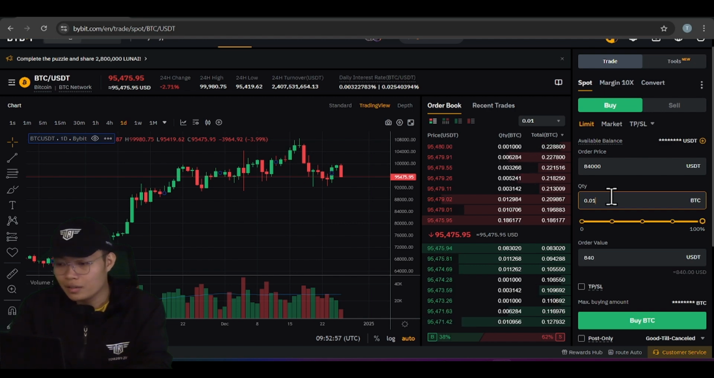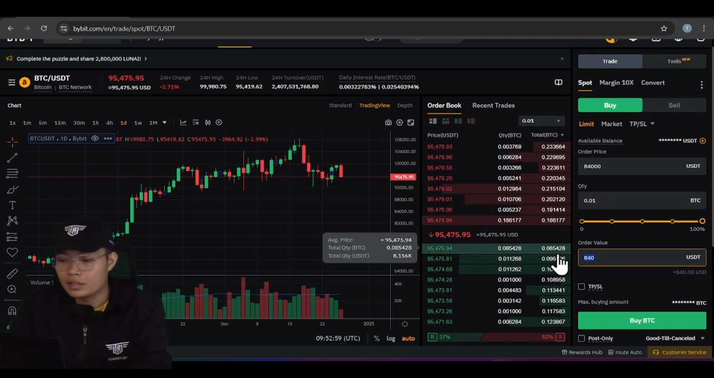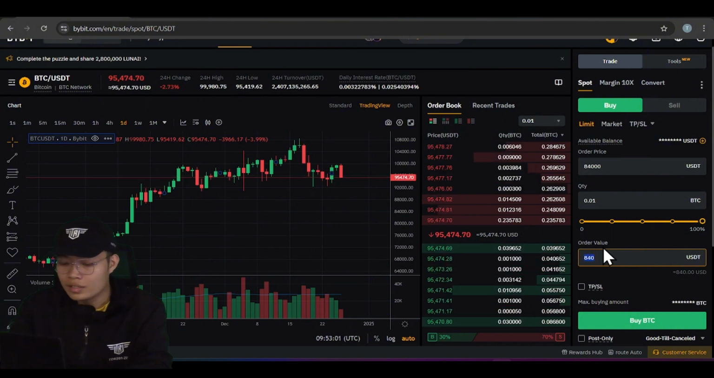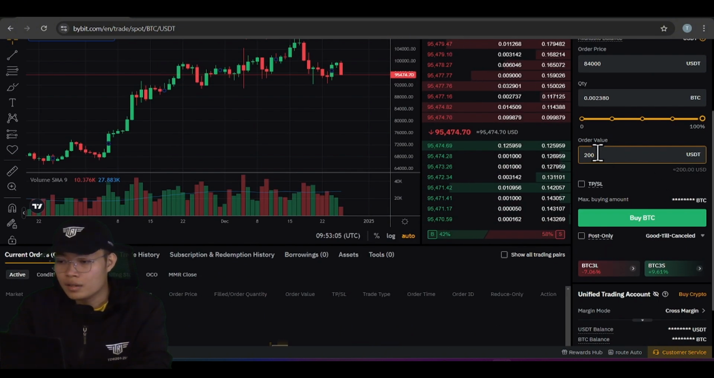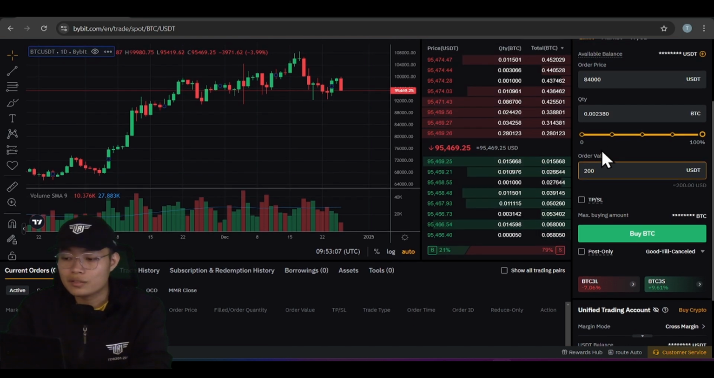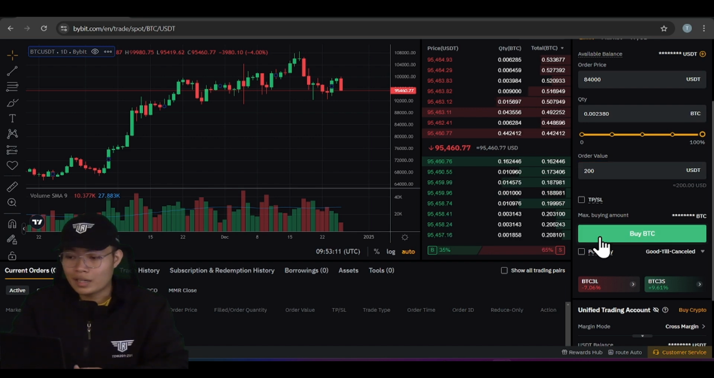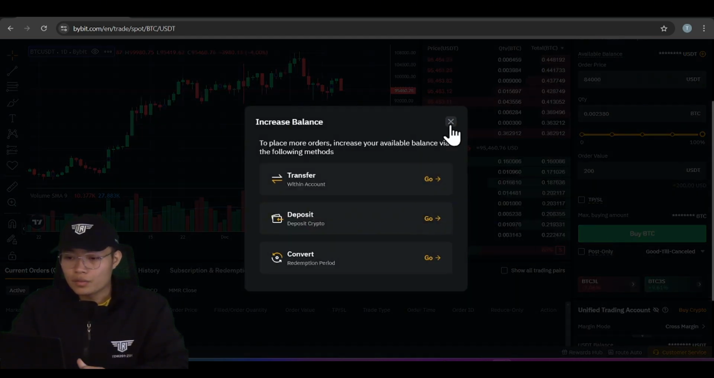So you just click in here, it will automatically fill up the USD that you're going to pay for it, or you can simply click here, I want to buy 200 USD of cryptocurrency. All right, so once you click buy, then it's settled. Then once I click buy, right? So, okay, you'll notice this kind of thing.